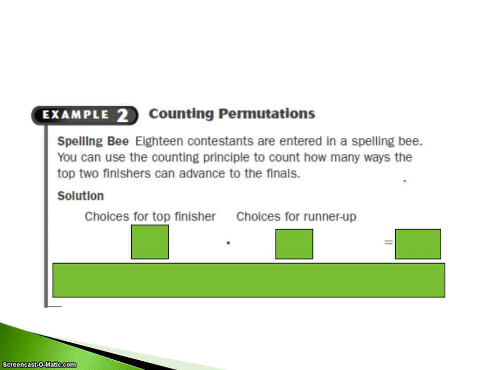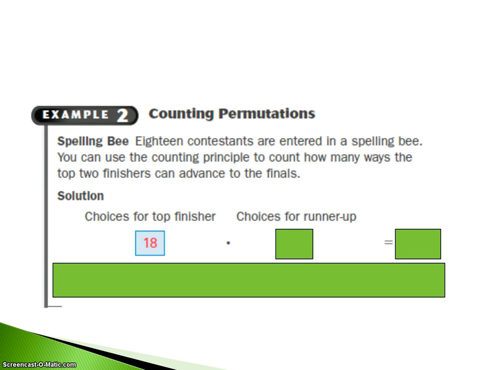Example 2. 18 contestants are entered in a spelling bee. You can use the counting principle to count how many ways the top 2 finishers can advance in the finals. Now remember, it is important to know that the order does matter because you have the top finisher and you have a runner-up. There's 18 contestants, so the choices for top finisher are 18.